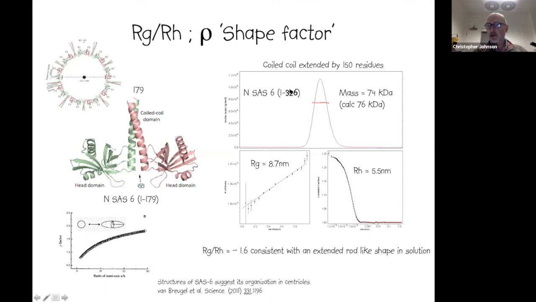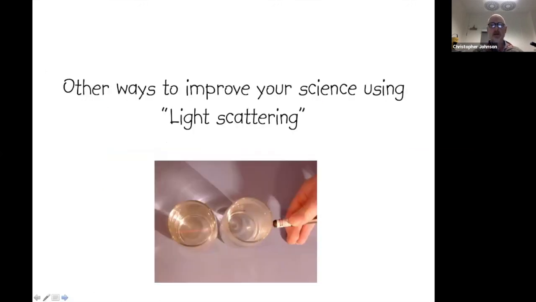But when we were looking in solution, we extended the sequence boundaries by another 150 residues or so. So it's a much larger and more asymmetric particle than this. We measured the radius of gyration close to our limit of 10 nanometers. In fact, about 9, and the hydrodynamic radius was 5.5. This gives us a ratio, not of 0.8, but of 1.6. And this is completely consistent with an extended rod-like shape in solution.